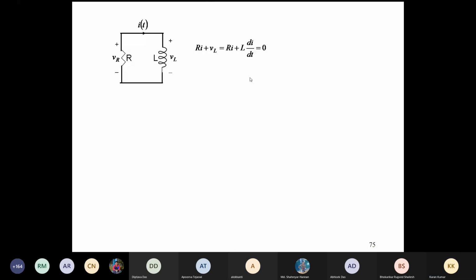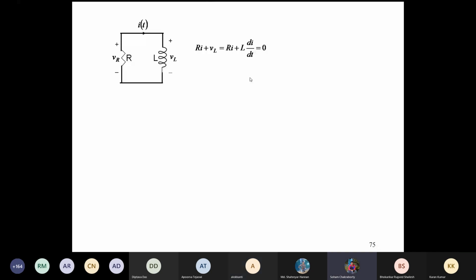To solve this differential equation, what do you need? An integrating factor. And we can also solve it in another way, by variable separable or integration. There are many methods. Ultimately the objective is to get some I, and for that, here it is variable separable, but in general we can use the integrating factor method.